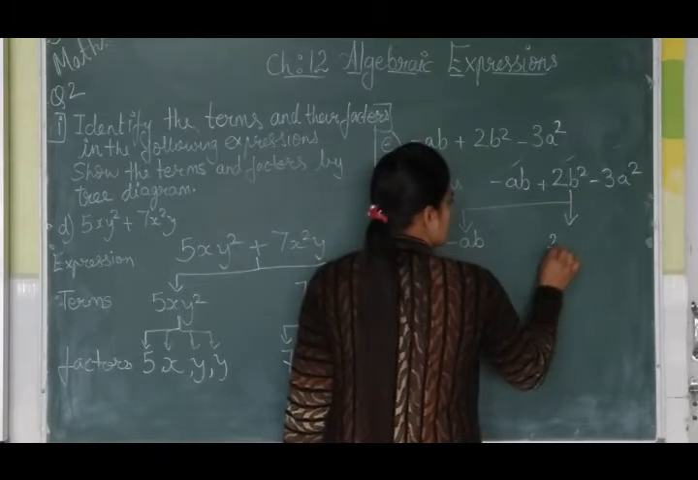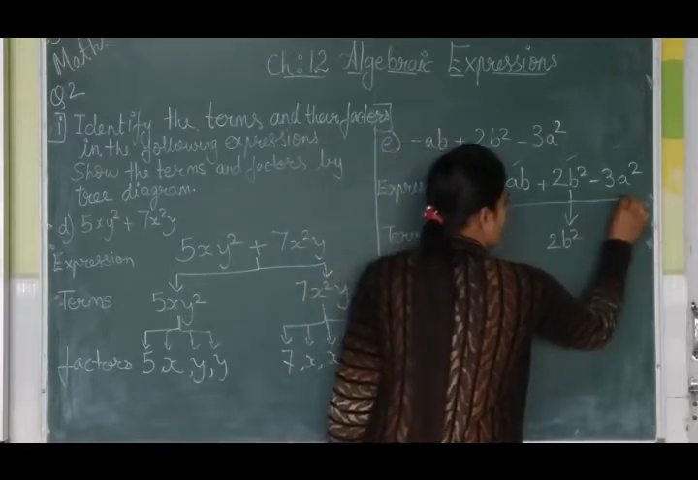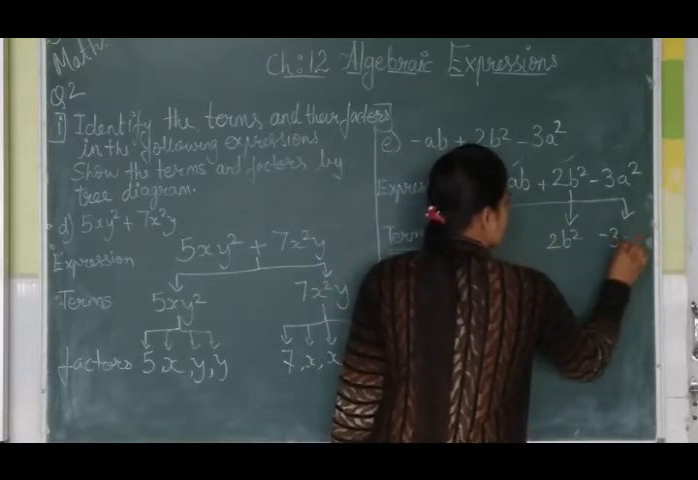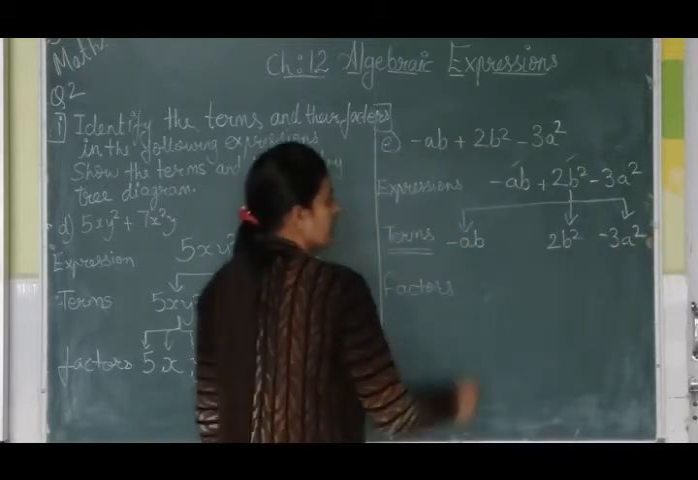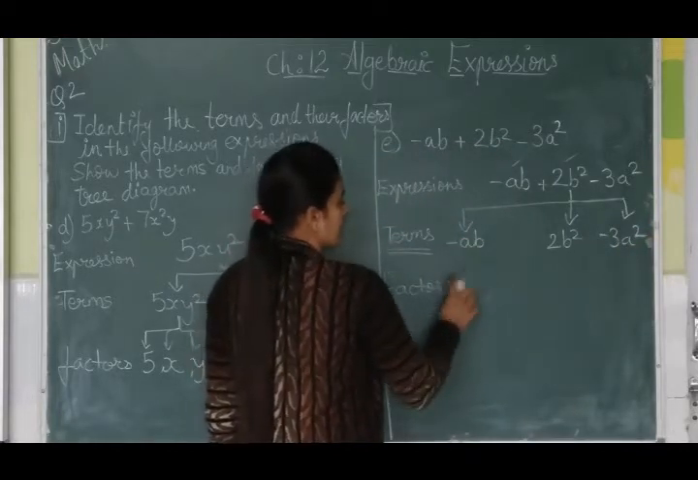After that, the second is 2b square. And the third will be minus 3a square. Now, the factors of minus ab.